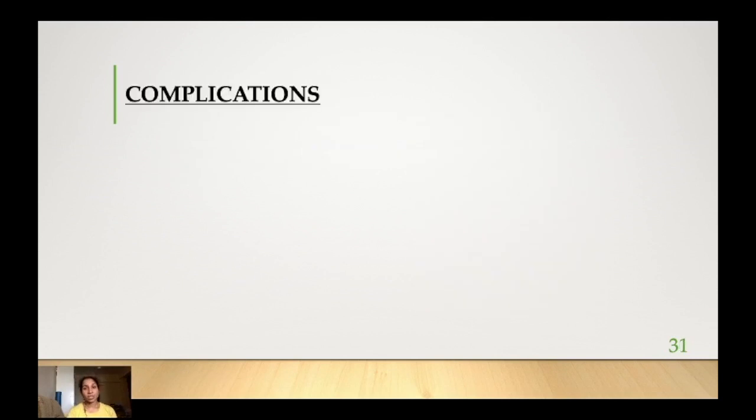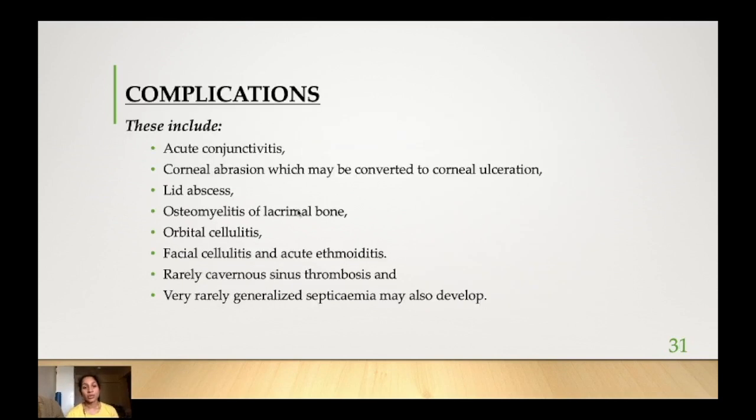Next come the complications: acute conjunctivitis, corneal abrasions converting to corneal ulcers, lid abscess, osteomyelitis of the lacrimal bone, orbital cellulitis, facial cellulitis, ethmoiditis, or rarely cavernous sinus thrombosis, and very rarely generalized septicemia may also develop. All these are the complications of acute dacryocystitis.